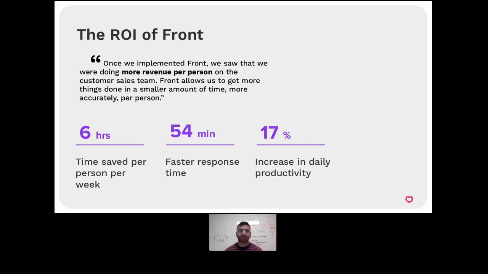And then ROI. This is a great quote: once we implemented Front, we saw that we were doing more revenue per person on the customer sales team. Front allows us to get more things done in a smaller amount of time, more accurately per person. We've calculated this. We're saving team members on average 6 hours per week, and they're responding 54 minutes faster, which is incredible. And we're seeing a 17% increase in daily productivity.